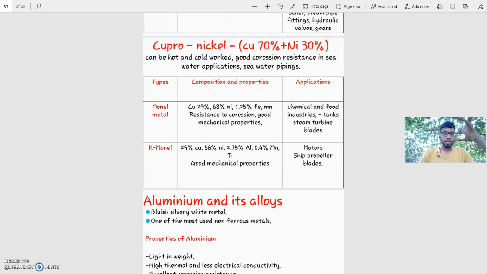Cupronickel can be hot and cold worked. Good corrosion resistance in sea water application. Monel metal: copper 29%, 68% nickel, 1.25% Fe, Mn. Resistance to corrosion, good mechanical properties. Used in chemical and food industries and steam turbine blades. K Monel: 29% copper, 66% nickel, 2.75% aluminium, 0.4% manganese, and titanium. Good mechanical properties. They are used to make ship propeller blades.